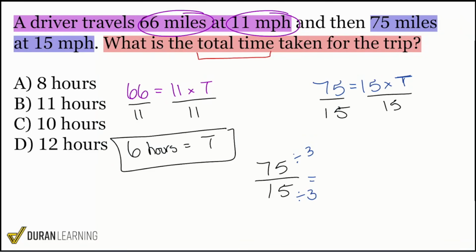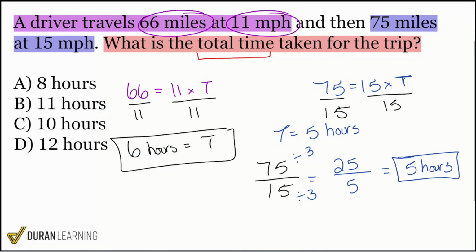Everyone, what's 75 divided by 3? 75 divided by 3 is 25. That is correct. And then 15 divided by 3 is what? That is 5. So we have 25 divided by 5. Everybody, 25 divided by 5 is what? Yeah, that's 5. So hopefully for those of us that are still working on our mental math skills, we can definitely utilize simplification to make the calculation easier. Nonetheless, we have 5 hours for that second part of the trip.